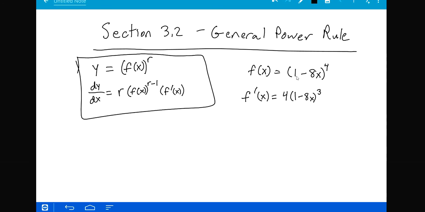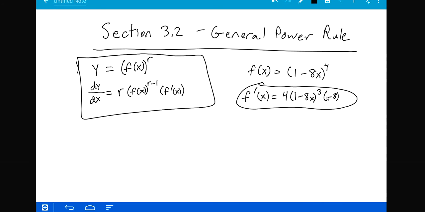Well, the derivative of 1 would be 0. The derivative of negative 8x would be negative 8. And again, you do not have to simplify anything in this course, so we can leave it like that. Again, exponent went out front. We rewrote what was in parentheses. We subtracted 1 from the exponent, and we multiplied times the derivative of what was in parentheses.